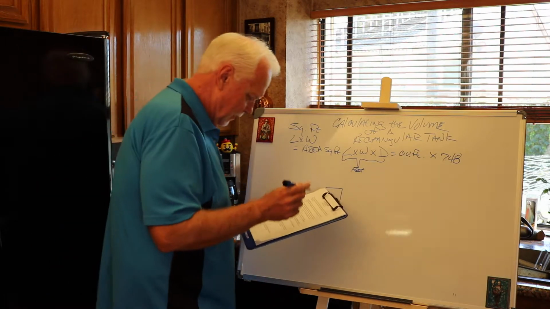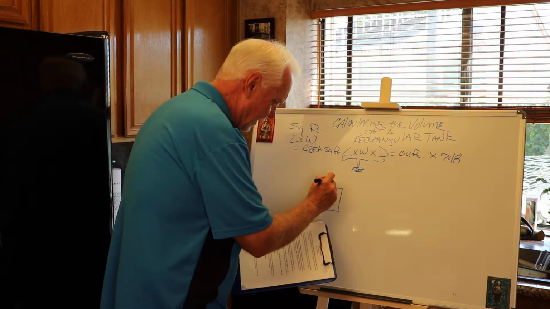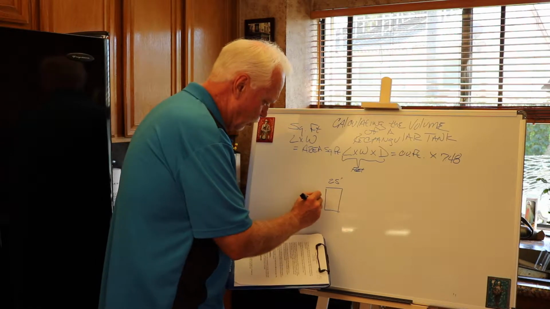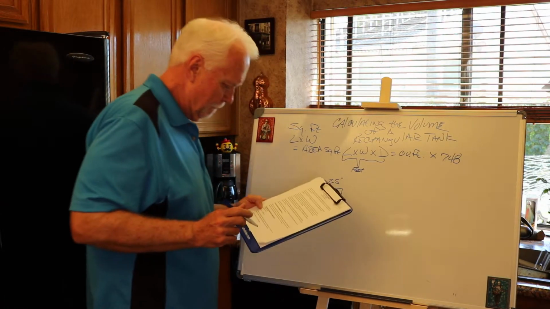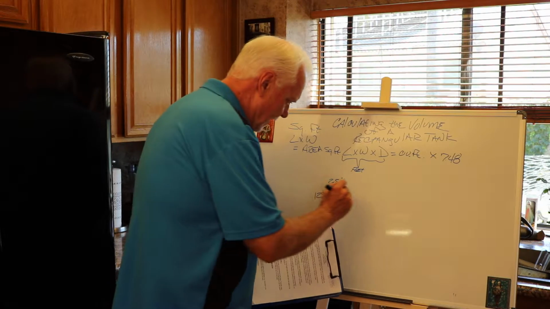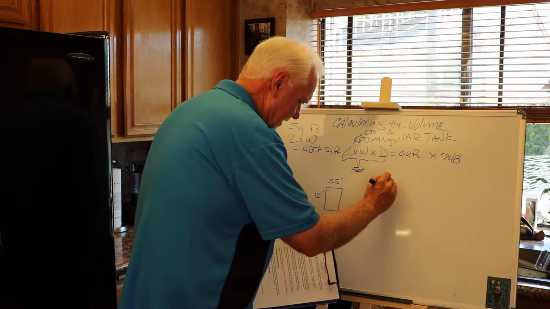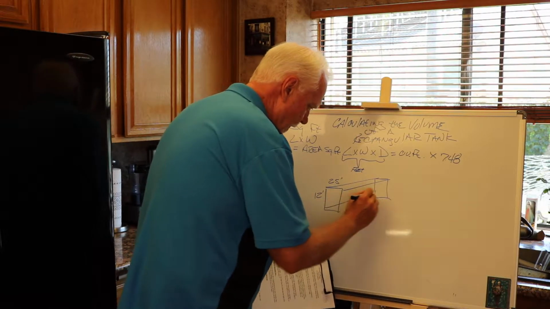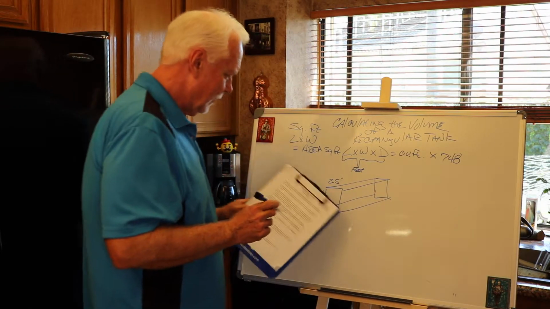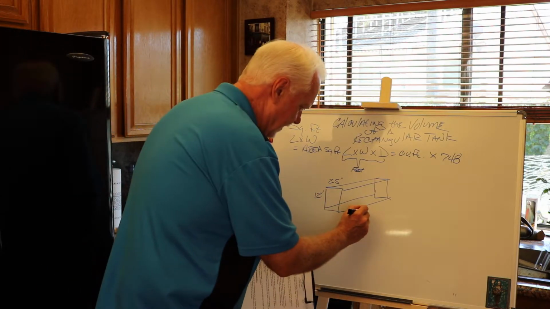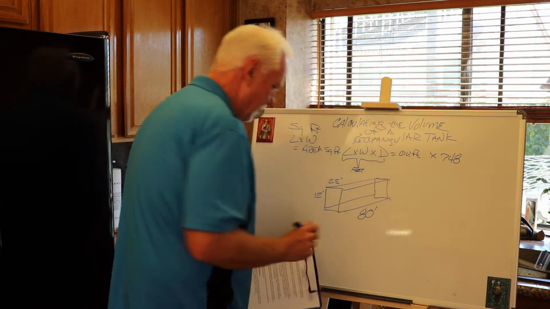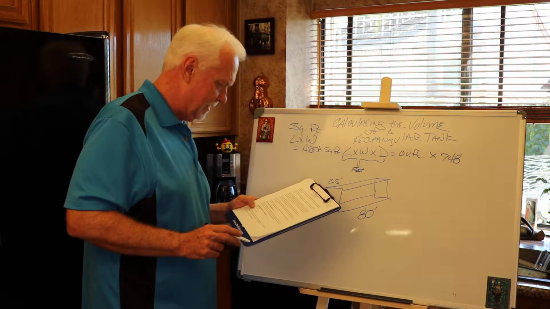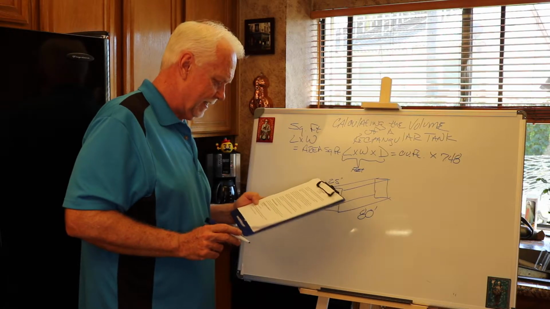I'm going to call the width of this 25. I'm going to say the width is 25, and I'm going to say my depth is 12. Now, here's the tank, not really to scale. And I'm going to call that 12 feet, 80 feet long. So we've got a tank where the width is 25, depth is 12, length is 80.